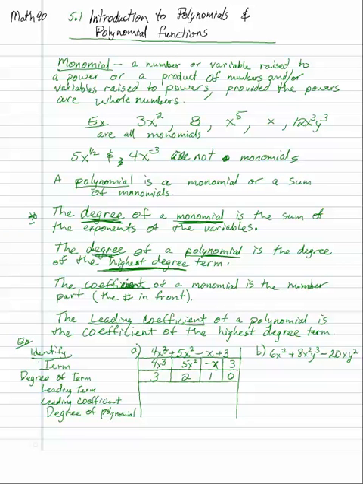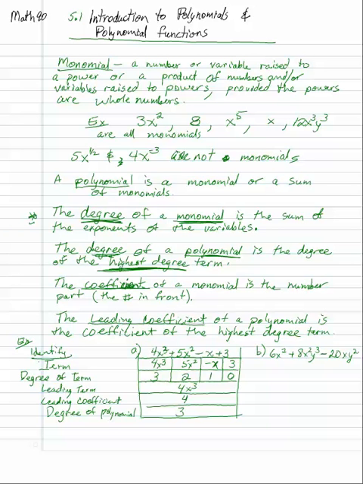Leading term, remember, is the term with the highest degree, just like the leading coefficient is the coefficient of the highest degree term. So the leading term would be 4x cubed. The leading coefficient would be the coefficient of that term. And the degree of the polynomial is the highest degree of the terms. So 3 is the highest degree for the whole polynomial, so the degree of the polynomial is 3.